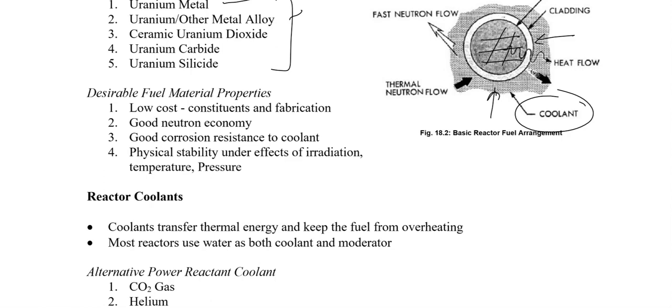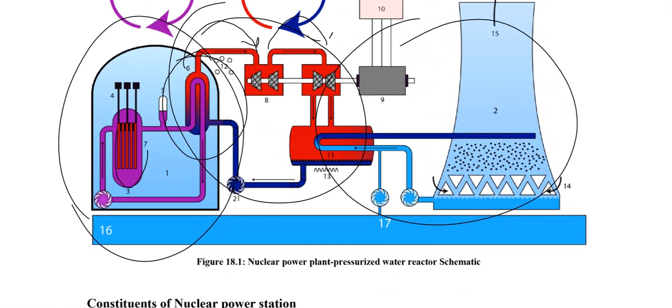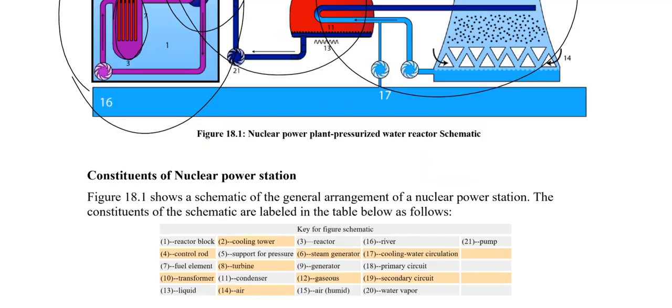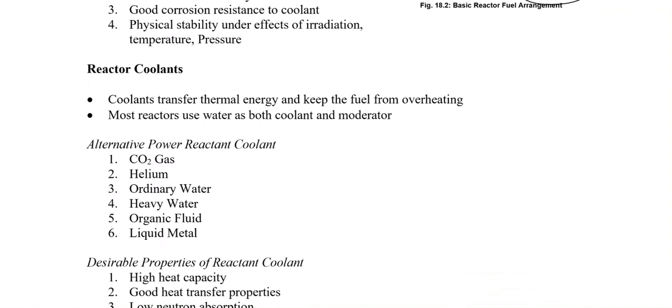Then with the nuclear fuel, we have another component. We call it a reactor coolant. Reactor coolant transfers the thermal energy and keeps the fuel from overheating. Most reactors use water as both coolant and moderator. So the coolant is around the nuclear fuel, and these are the substances which take away heat from the nuclear fuel or nuclear rod to the steam, or to the water which would be converted to steam. So coolant transfers thermal energy and keeps the fuel from overheating.